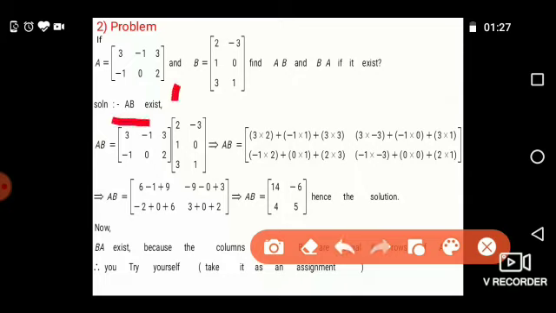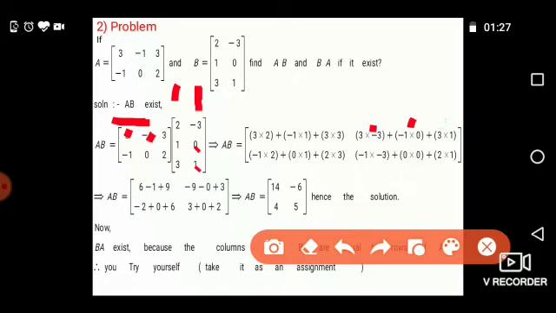First row with the first column. Therefore 3 into 2 plus minus 1 into 1 plus 3 into 3. This is the first element of AB. Likewise, we multiply the same row with the second column, the first row with the second column. Therefore 3 into minus 3 plus minus 1 into 0 plus 3 into 1. That is the last element of the first row. After simplification, we get 6 minus 1 plus 9 and minus 9, 0, 3. We get the elements 14 and minus 6 after simplification.